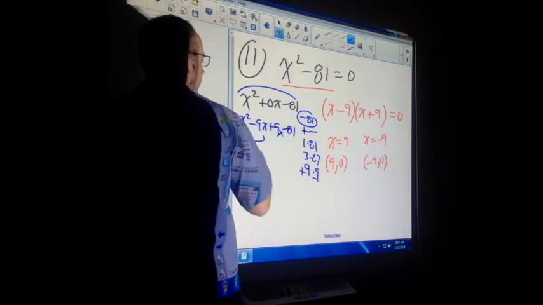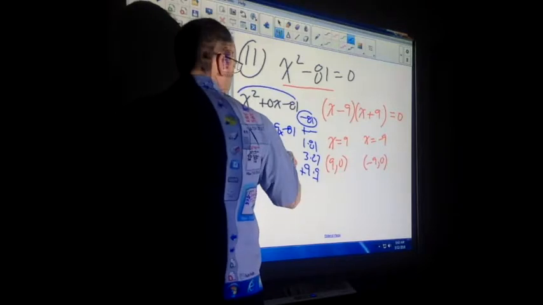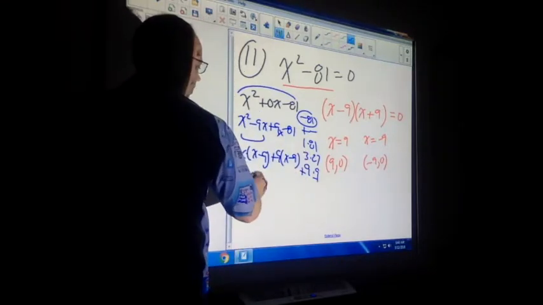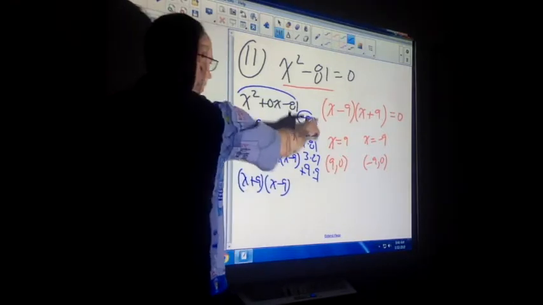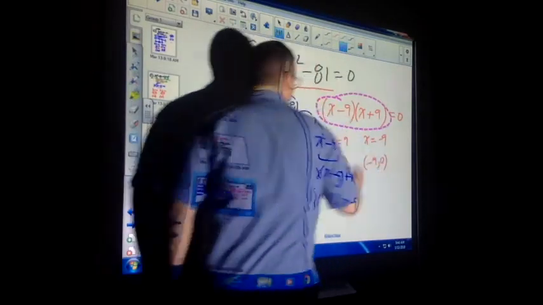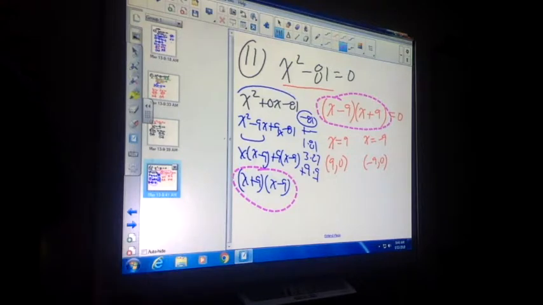Oops, there's an x there. So you get x minus 9, plus 9, x minus 9. So then you get x plus 9, x minus 9. Is this the same thing as this? Yes, it is. It's flip-flopped as far as the signs go, but it still works. So it doesn't matter, your choice. Good job seeing that. No x on the 81.